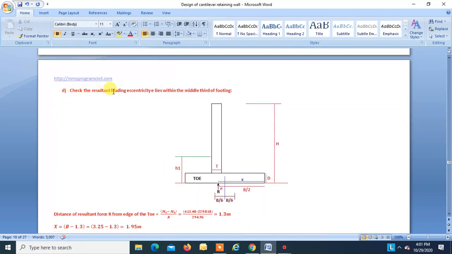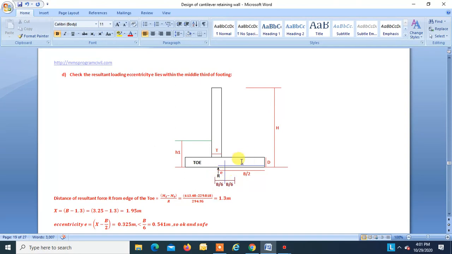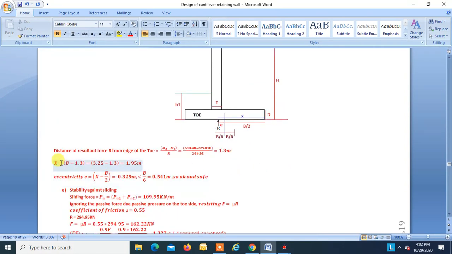Now, important point, check that the resultant loading eccentricity lies within the middle third of the footing. First we will have to find the distance of R, that is x. We know the resisting moment, we know the overturning moment, that minus that divided by R will give the distance of R from the edge of the toe. So this is 1.3 meters from the edge of the toe. Now we want to find x, so x is equal to b minus x, so b minus x is equal to 1.95. So x is equal to 1.95 meter. Our x is greater than b by 2, so e is equal to x minus b by 2, that is equal to 0.325 meters. So e is 0.325 meters, which is less than b by 6, that is 0.541 meters. So our R falls in the middle third of the base footing, right? So it's okay, the base slab is fine.